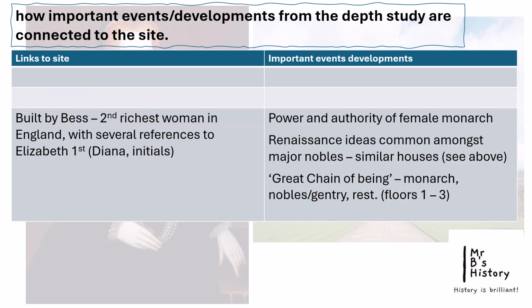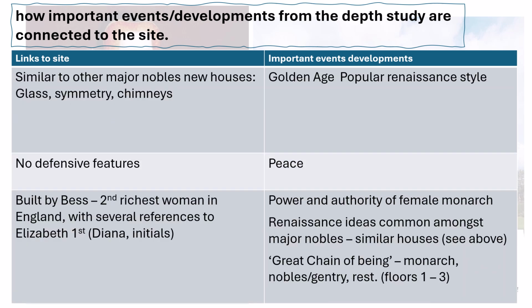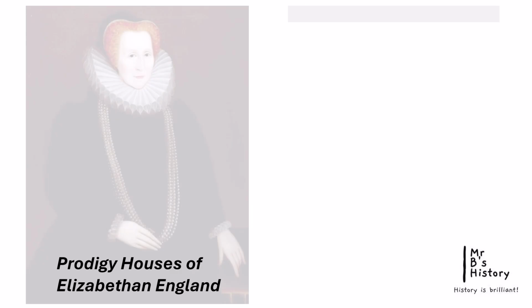But also, it shows the power and the wealth of the 2nd richest woman in England, built by Bess. It reflects perhaps important developments at the time, where you've got the power and authority of the female monarch, where you've got Renaissance ideas common amongst major nobles, and you've got this concept, as I've said earlier, of the great chain of being. So this is how, in a way, Hardwick Hall tells you a bigger picture about what's happening, certainly in the upper echelons of Elizabethan England.